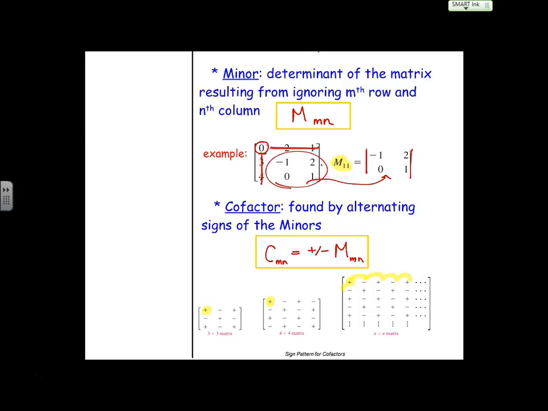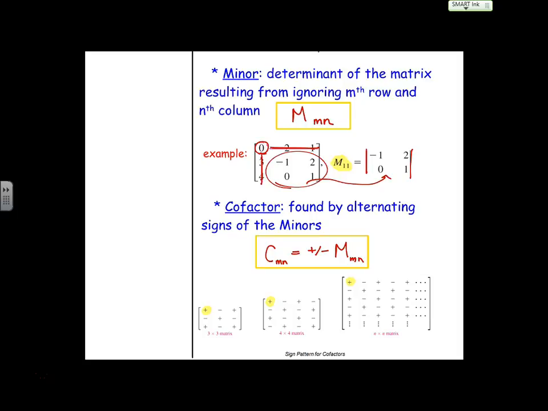How do you go down? Alternate, alternate, alternate, alternate. Right? How do you go across? Alternate, alternate, alternate. Just make sure they're all alternating and you're good no matter what size matrix you're looking at. Start with positive and then alternate. That's all you need to remember. Start with a positive, then alternate.